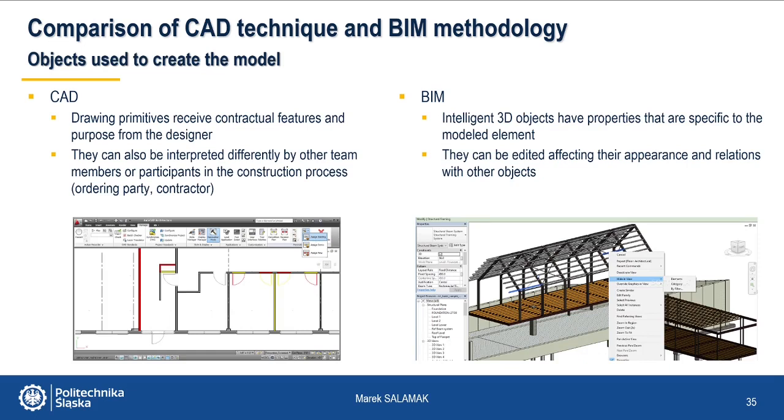The objects used to create a model are very different between the two approaches. As I said, in CAD, they are very contractual and can be interpreted differently. In BIM, 3D objects have properties that are characteristic of the modeled element. They will be different for concrete elements and different for timber ones. Importantly, they can be edited, affecting their appearance and relations with other objects.